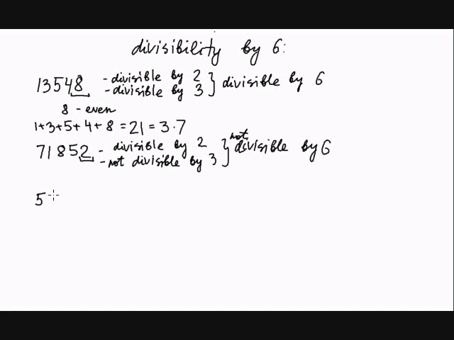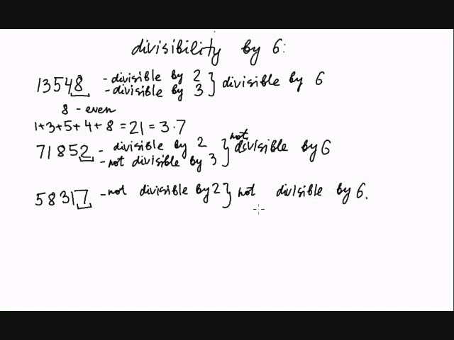Let's take a look at another example. Let's say we have 58,317. Right away we notice that it ends with the odd number 7, therefore it's not divisible by 2, and we don't even have to check the divisibility by 3 and can conclude that the whole number is not divisible by 6.